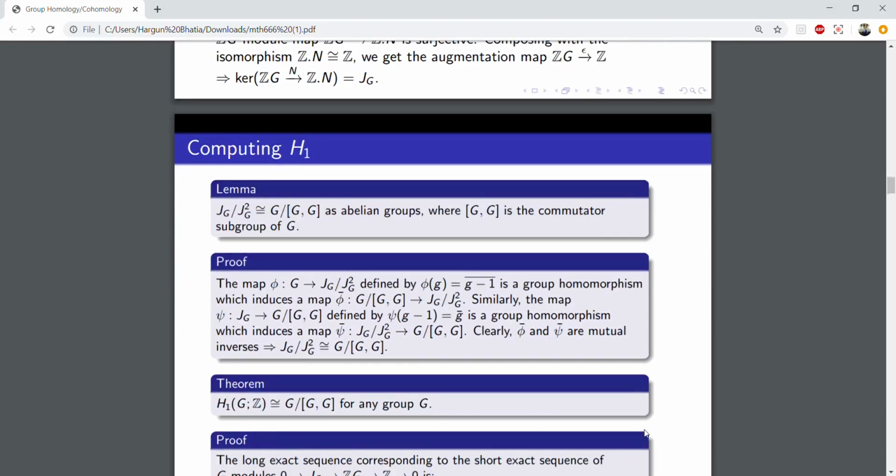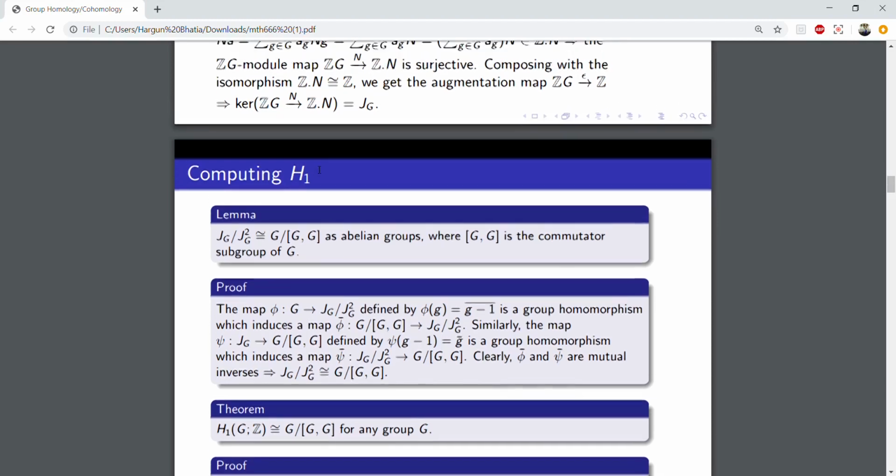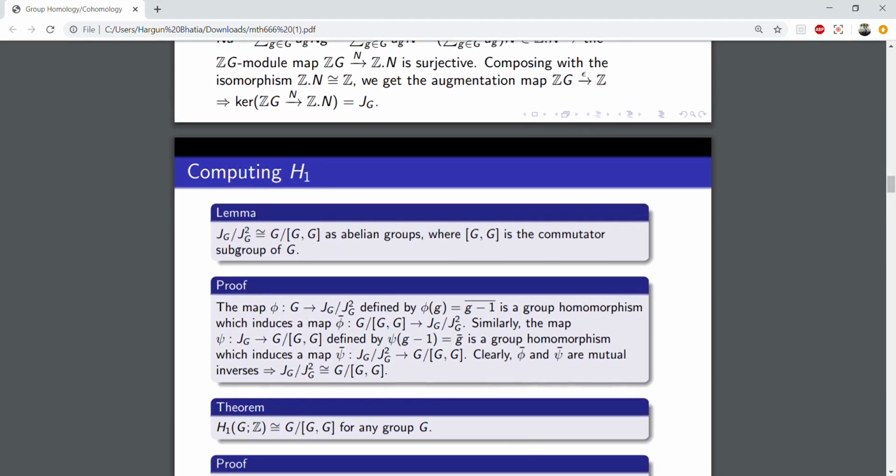Okay. Now, what can we do now? Let's try to compute some homology groups. So there's this important lemma that comes up first. That is, JG mod JG squared is isomorphic to G mod the commutator subgroup of G, which is the abelianization of G. As abelian groups, they're isomorphic. That's easy to see actually.